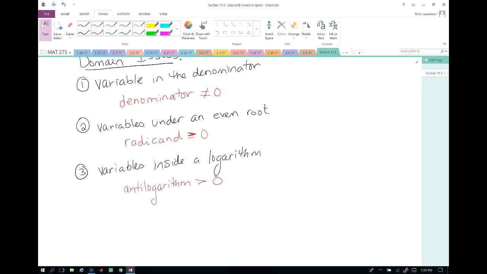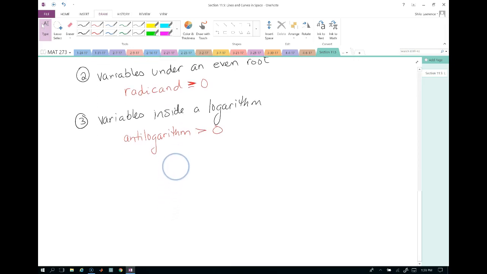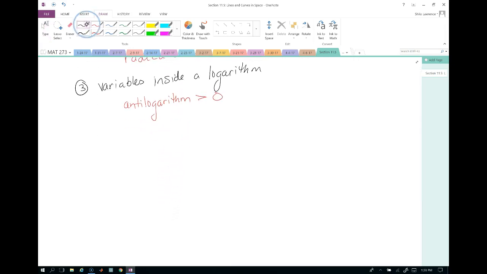There are some with trig functions, but we could always possibly refer back to denominator not equals 0 to help us with those trig functions if we need to. So let me show you a quick example of us trying to find the domain for a vector-valued function.